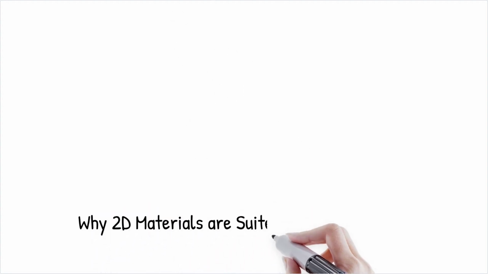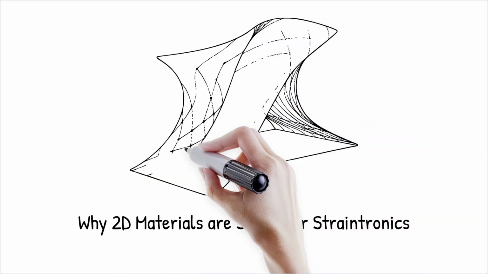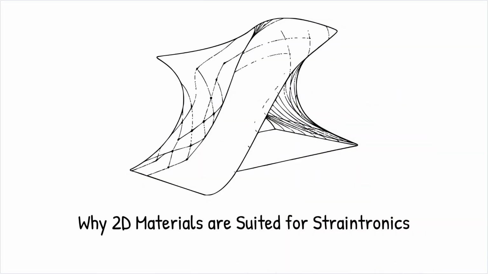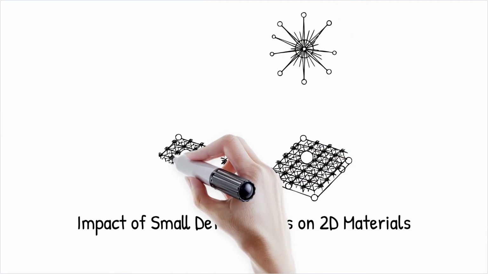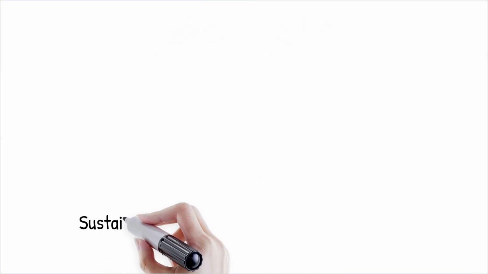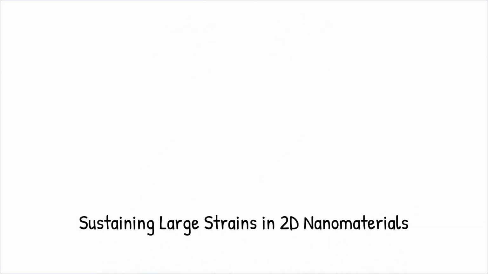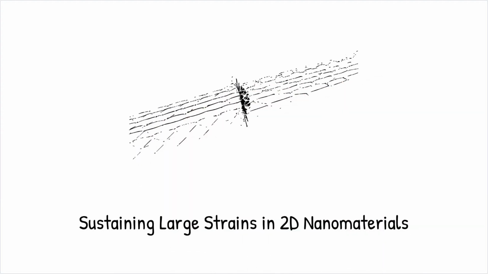2D materials, consisting of a single layer of atoms, are uniquely suited for straintronics because of their exceptional mechanical flexibility and sensitivity to external perturbations. Their atomic thickness ensures that even small deformations significantly impact their electronic band structures and optical properties. Additionally, the absence of bulk material constraints allows 2D nanomaterials to sustain large strains, up to 10% or more, without breaking, far exceeding the limits of conventional bulk materials.